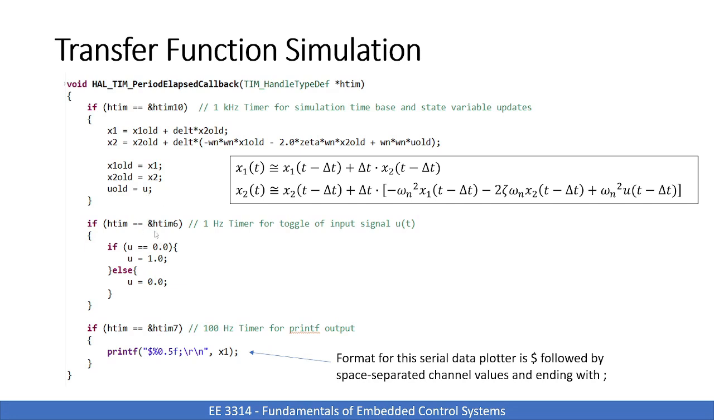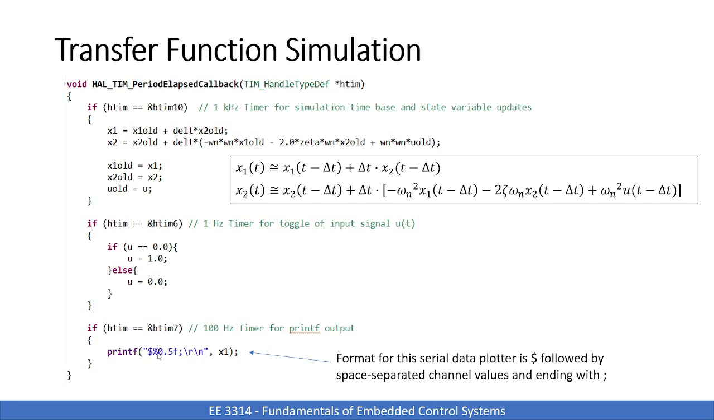Also, we'll have our timer 6, which is our 1 hertz timer. That's just simply going to toggle this u value between 1 and 0 every time this callback function is issued for timer 6. And every time it's issued for timer 7, we're going to use that at a 100 hertz rate to print basically our RPM value.